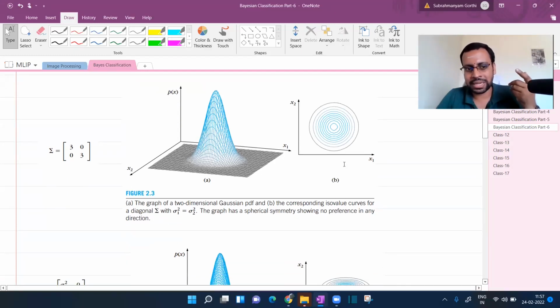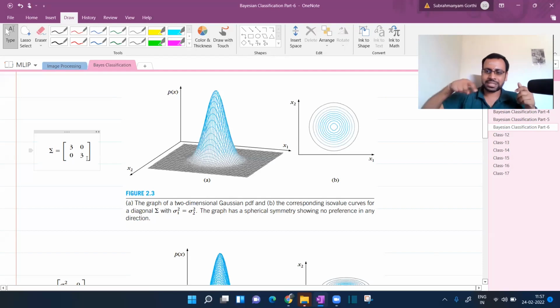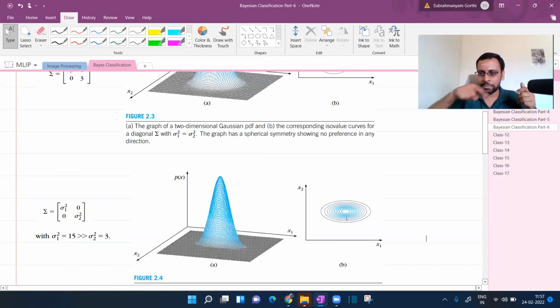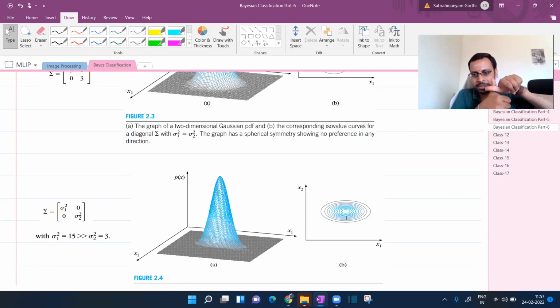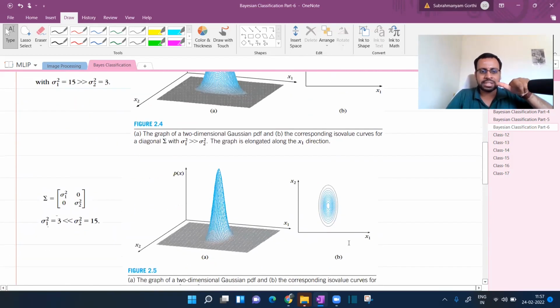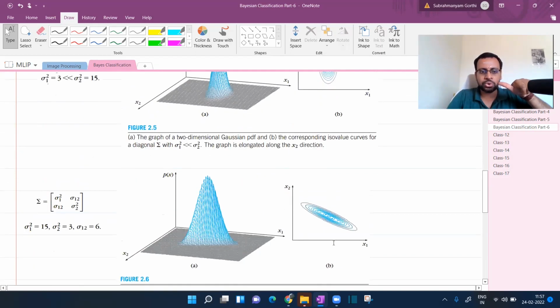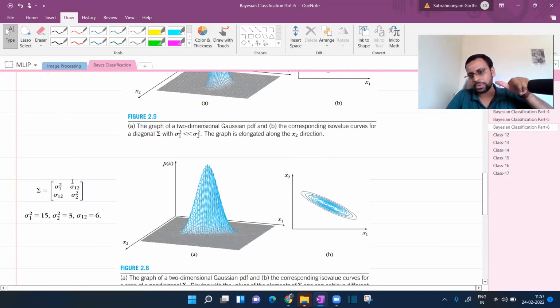In 2D, we have realized that if your variances in x1 and x2, sigma 1 square and sigma 2 square, are the same, the isocontours are circular. If they are different, they are elliptical, and the major axis depends on in which of x1 or x2 the variance is more. And finally, if you have a non-zero covariance sigma 1, 2 value here, meaning x1 and x2 are statistically dependent, then what you are going to get is tilted ellipses. Okay, I'll stop here.